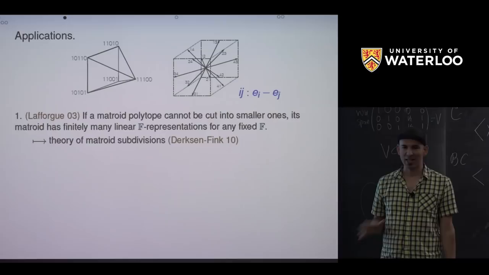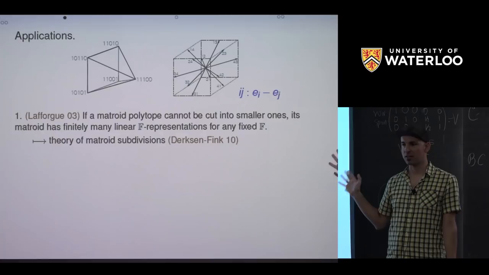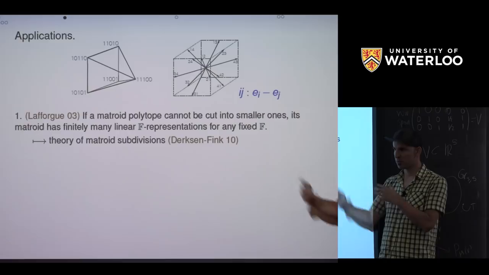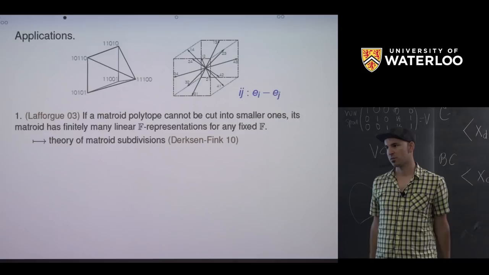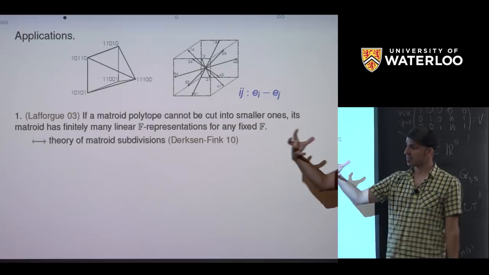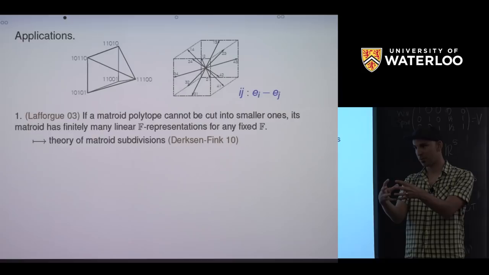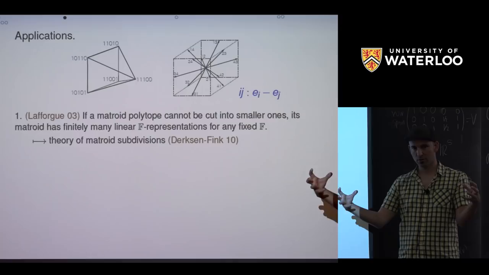And many of us do like to think about representing matroids. And this kind of result is very unusual to get. And it says that if you want to understand representations of matroids, it's very important to know how a matroid can be split into smaller matroids. Okay? When I think of a matroid, I think of these polytopes. So let me give you an example. If I take a square pyramid, and I put another square pyramid in front of it, then the result is a matroid polytope that gets split into two matroid polytopes. So that's a matroid subdivision, okay?